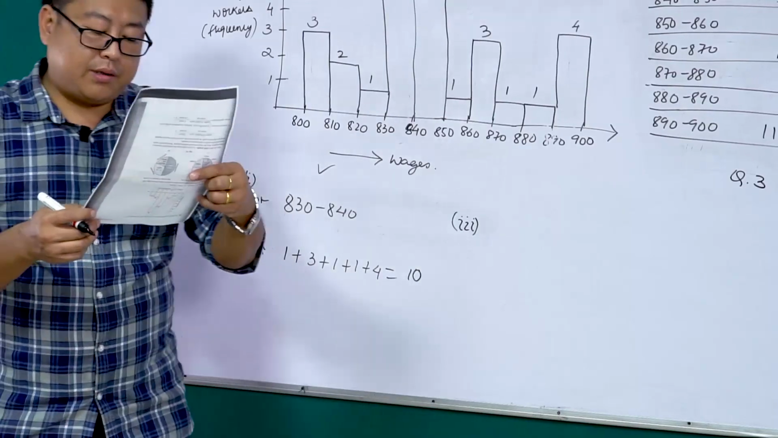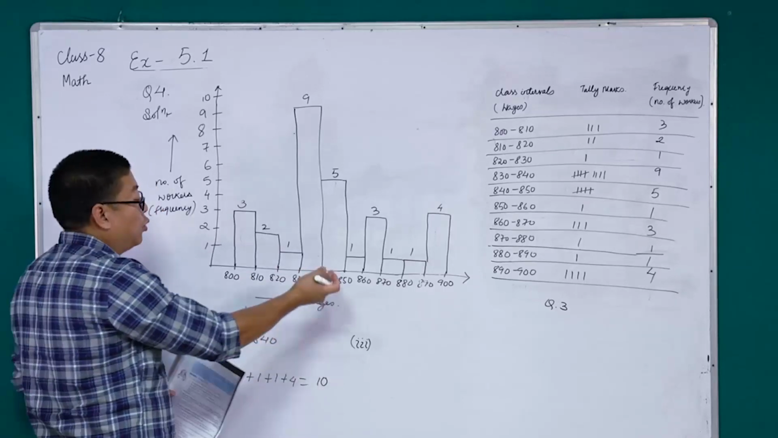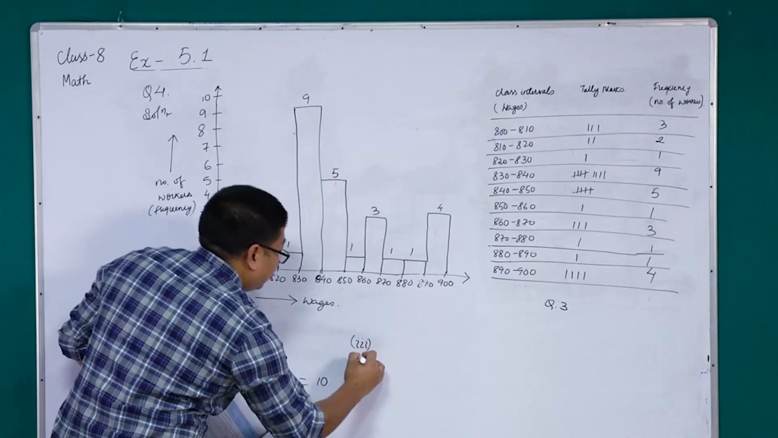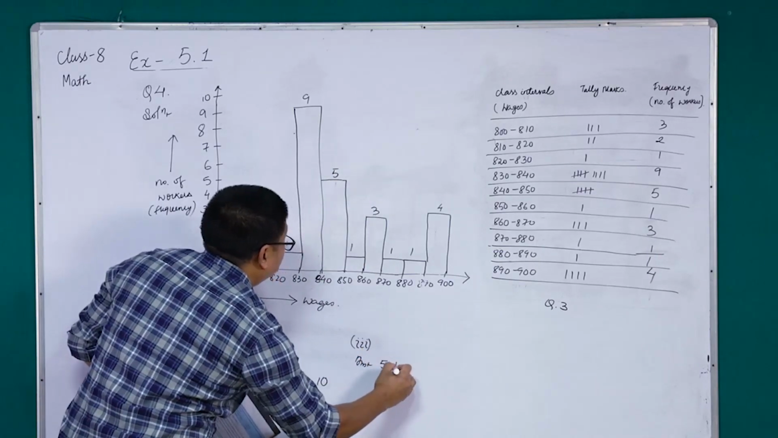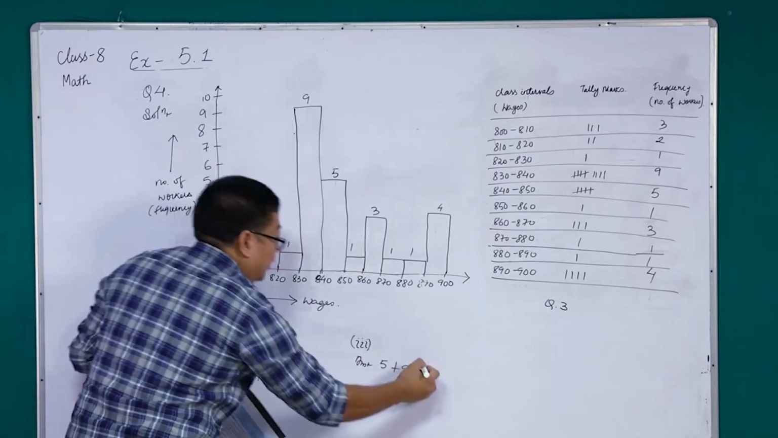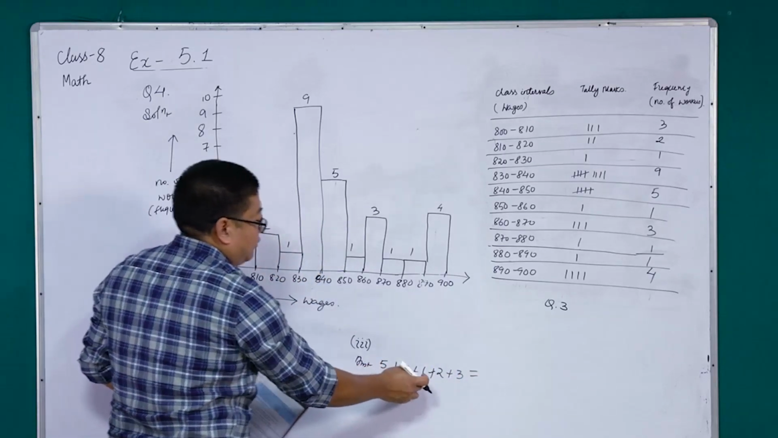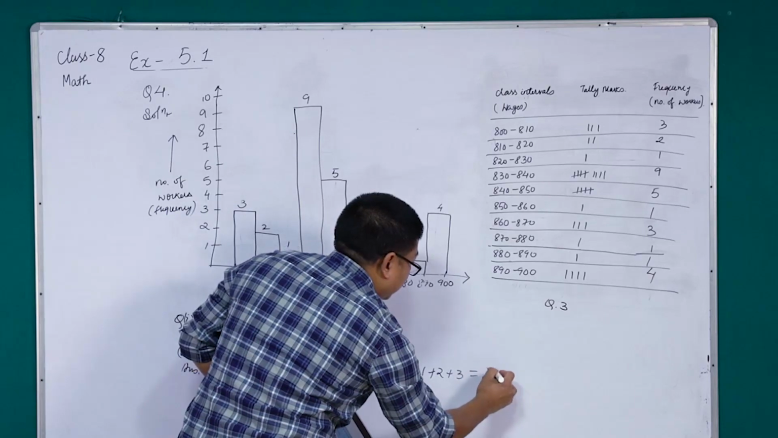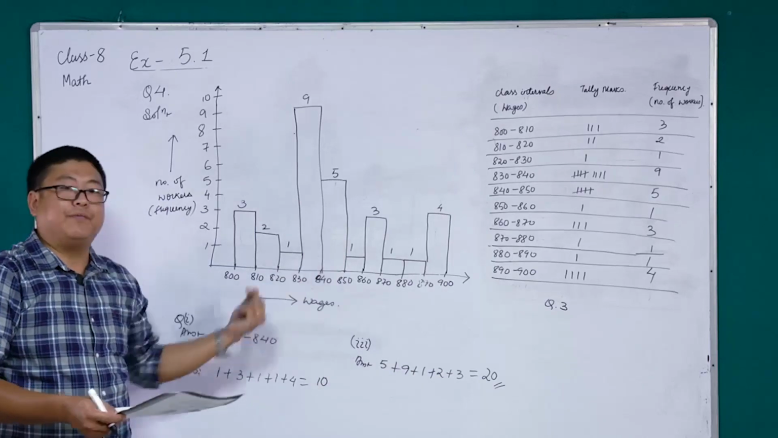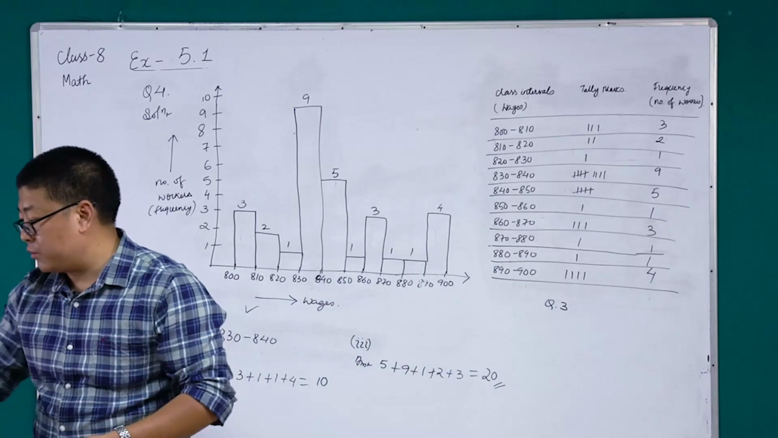And the third question: how many workers earn less than 850? Now it is less than 850, so you will have to go to the left, backwards. Now when you look back, it starts with 5 plus 9 plus 1 plus 2 plus 3 plus 1 plus 2 plus 3. So when you add them up, 14, 15, 16, 17 and 20. So 20 workers earn less than 850. So this is the end of the question. Let's move on to the next question.